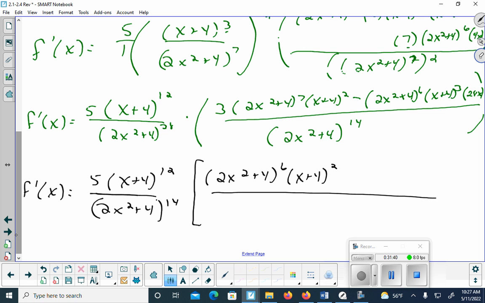And then I'm going to multiply that. I got brackets and brackets and brackets. Here's that 3. I factored out the x plus 4 squared. I factored out this 2x squared plus 4 to the 6th. I have to the 7th, so I have one of those left over. And here's this minus. I have something to the 42nd power. Maybe. 28x. I just put the 28x in there. The 2x squared plus 4 to the 6th I factored out. I'm left with that x plus 4. And this is all over 2x squared plus 4 to the 14th.